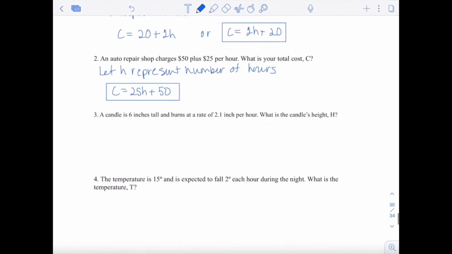Okay, this one is a decrease. A candle that starts at 6 inches tall and burns at a rate of 2.1 inches per hour, which means it's getting smaller. What is the candle's height, H? So in this case, let's let T represent number of hours.